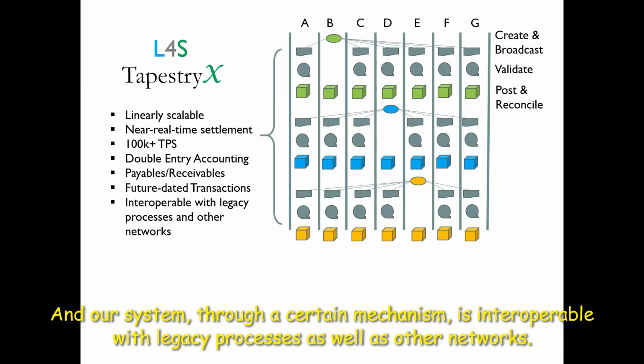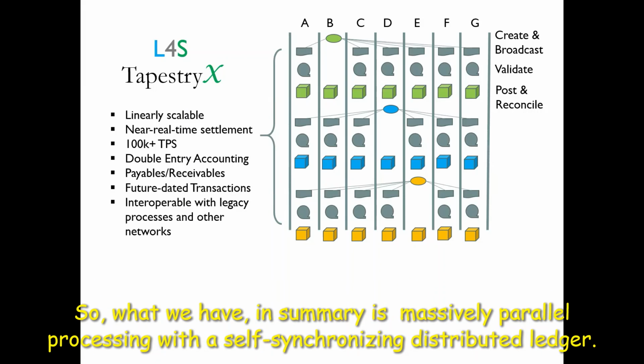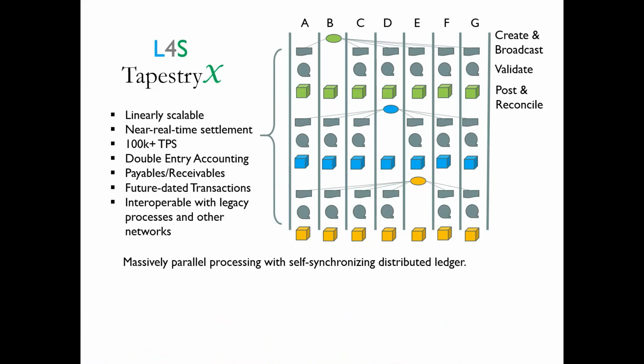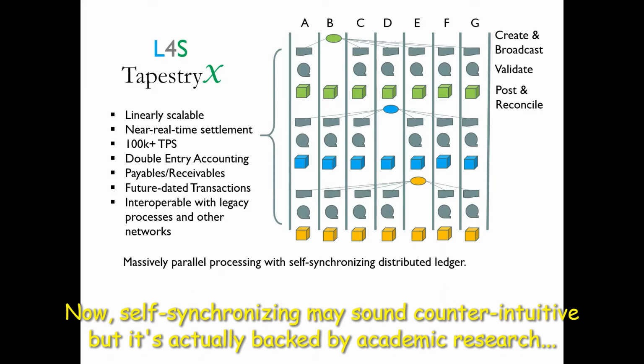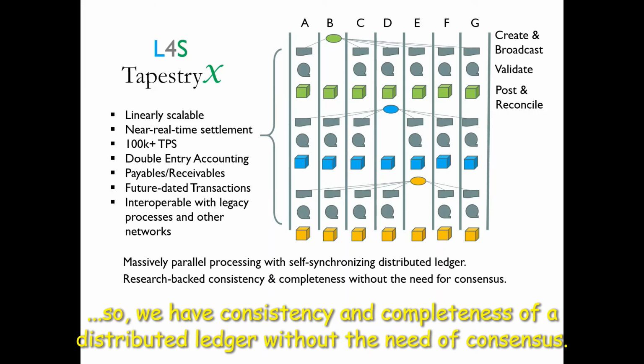And our system, through a certain mechanism, is interoperable with legacy processes as well as other networks. So what we have, in summary, is massively parallel processing with a self-synchronizing distributed ledger. Now, self-synchronizing may sound counterintuitive, but it's actually backed by academic research. So we have consistency and completeness of a distributed ledger without the need of consensus.